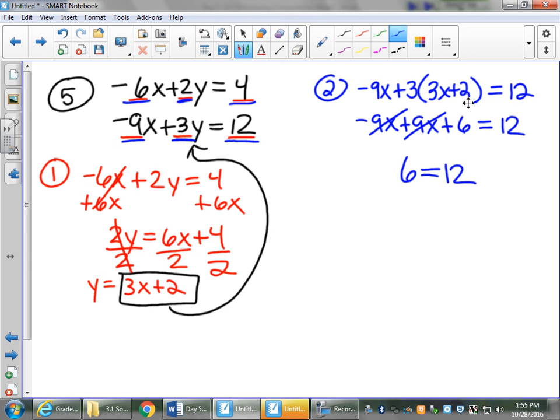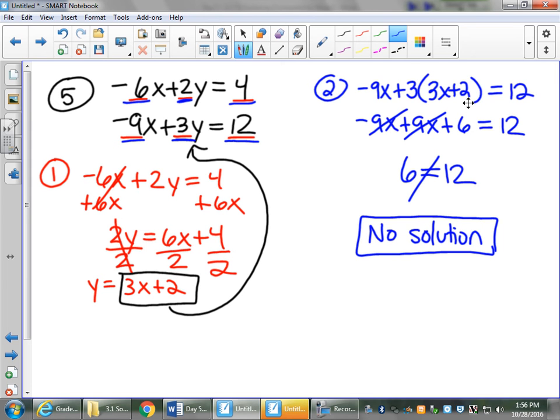I have no variable. This is going to be one of those special solutions that you learned about yesterday, either the no solution or the infinitely many. This is a false statement. 6 does not equal 12. Therefore, this problem would have no solution. The lines would be parallel if you graphed them.